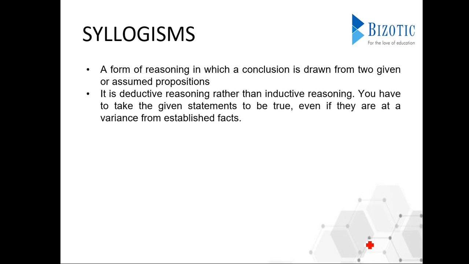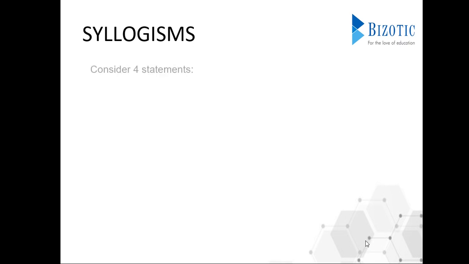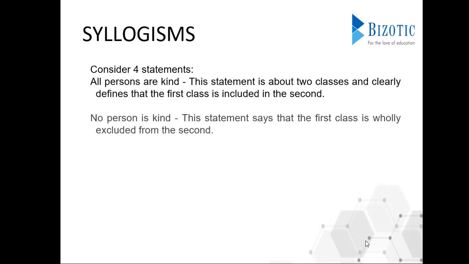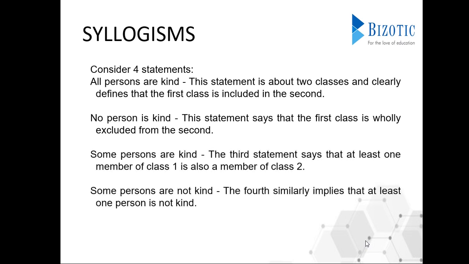And here you have to take the given statements to be true, even if they are at variance from established facts. There are four categories one must remember whenever we solve syllogism questions. These tell how many objects have a certain attribute or how many have been selected. Consider four statements. All persons are kind. No person is kind. Some persons are kind, some persons are not kind.